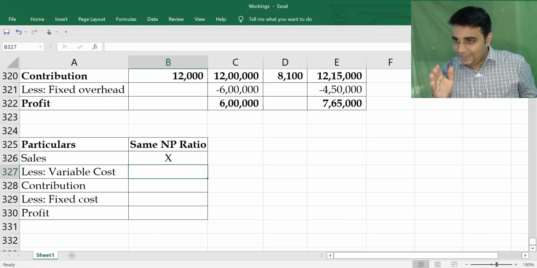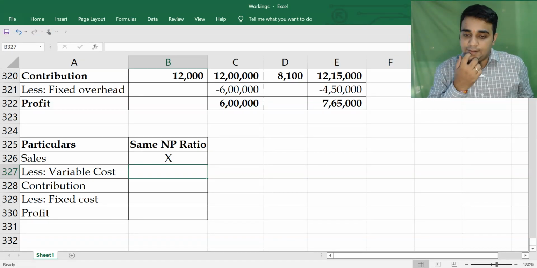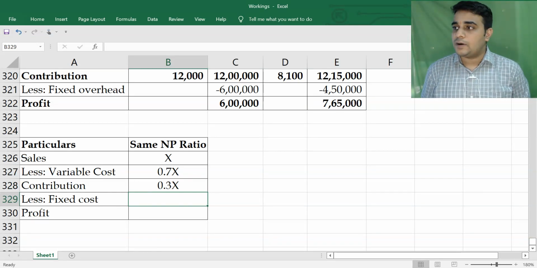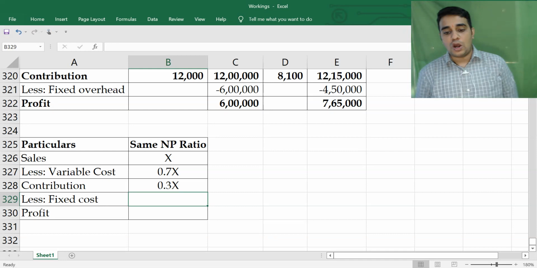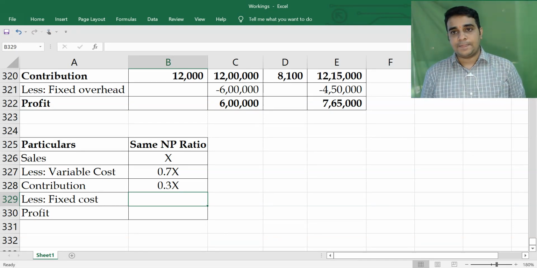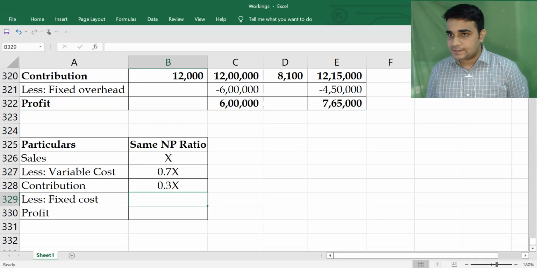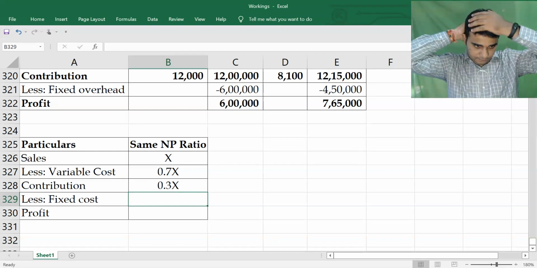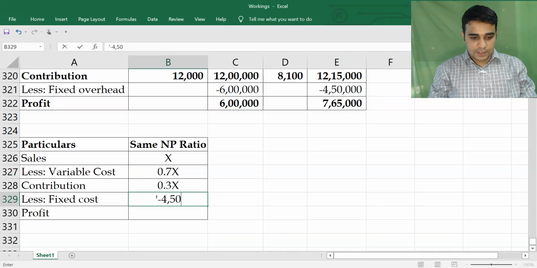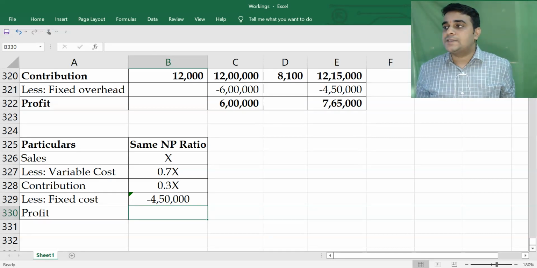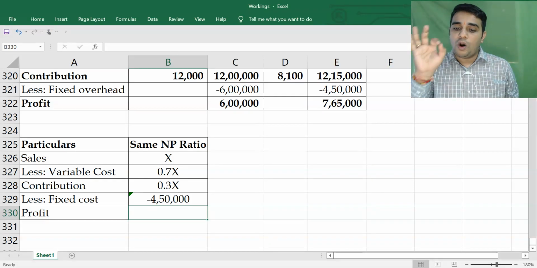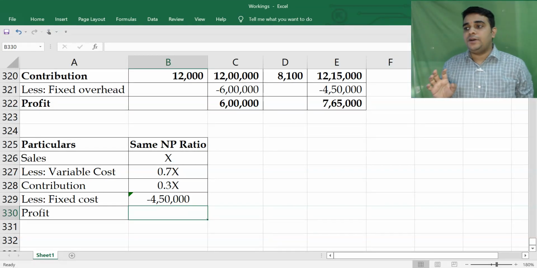In 2008, what is the PVR we calculated? Which means variable cost is 70% of sales, contribution is 30% of sales. Fixed cost is 4,50,000. Can you tell me what is the net profit ratio of 2007?